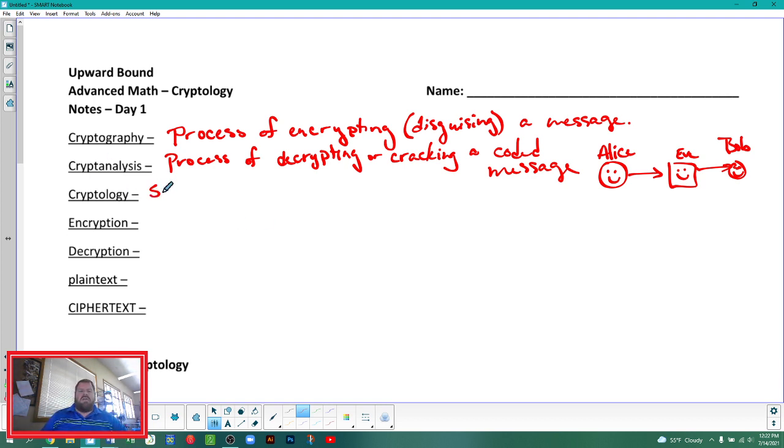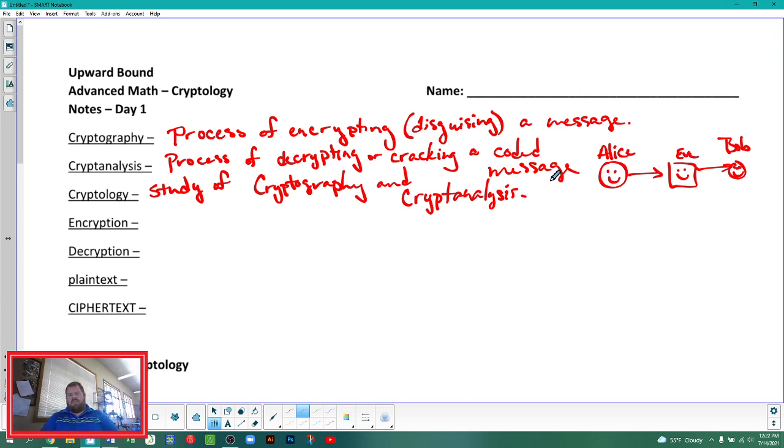Cryptology is, ology is a study. So this is the study of the previous two. Study of cryptography and cryptanalysis. Okay, so it's the study of all this stuff together. That's why what we're looking at is cryptology. We want to know how to code things, how to encrypt. We also want to know how to decrypt, and a little bit on the cracking idea.